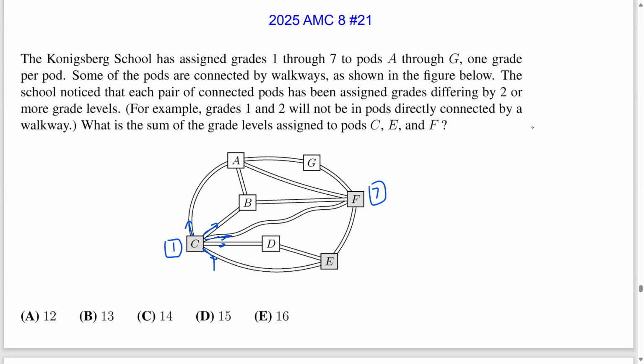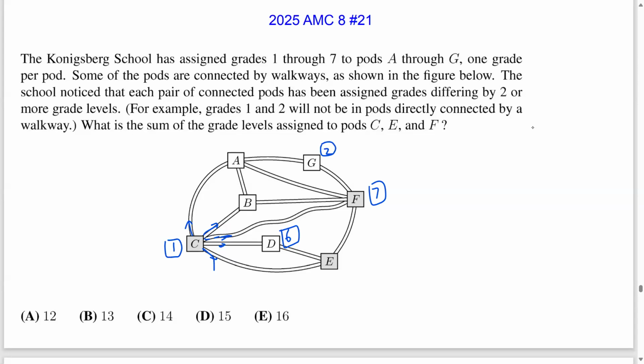Once we've established this, we can actually determine where grades 2 and 6 go, because grade 2 must not be adjacent to C, and similarly with grade 6. So we can now conclude that G must get grade 2, D must get grade 6. Now, at this point, we have 3 remaining pods and 3 remaining grades, 3, 4, and 5. And we just need to determine which one gets pod E.